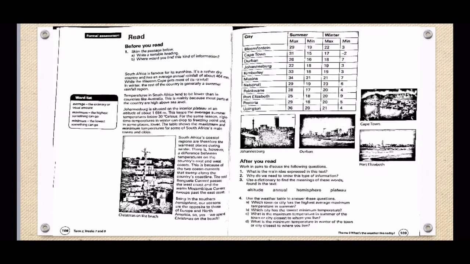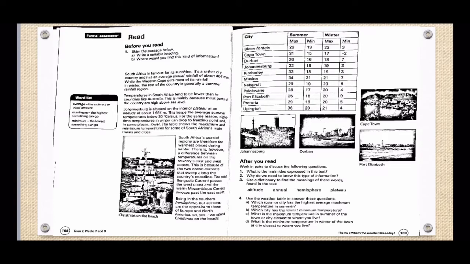So now we have our after you read questions. So it says work in pairs to discuss the following questions. So obviously we're not in the classroom right now, so you're going to do this on your own. Question 1 says, what is the main idea expressed in this text? Number 2, why do we need to know this type of information? And number 3, use a dictionary to find the meaning of these words found in the text.